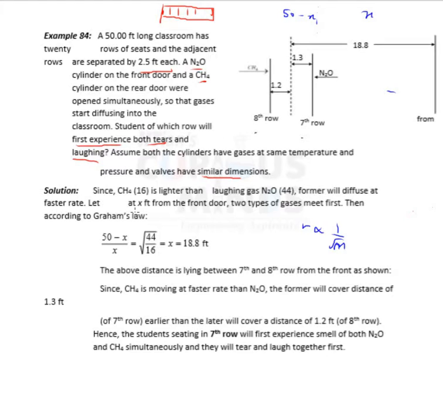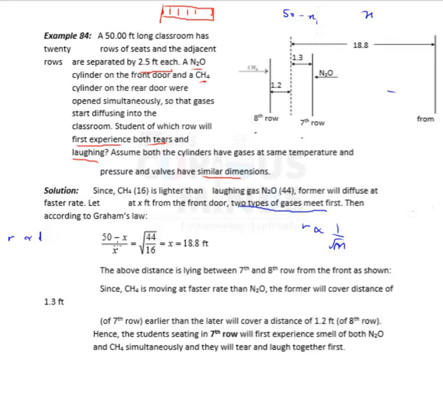So let x be from the front door, and there are two types of gases. So let us find where the two types of gases meet first. So according to Graham's law, 50 minus x upon x is root 44 upon 16. Simple thing, 50 minus x upon x. This is the time. This is the distance. Rate is directly proportional to distance. More the rate, more the distance covered.